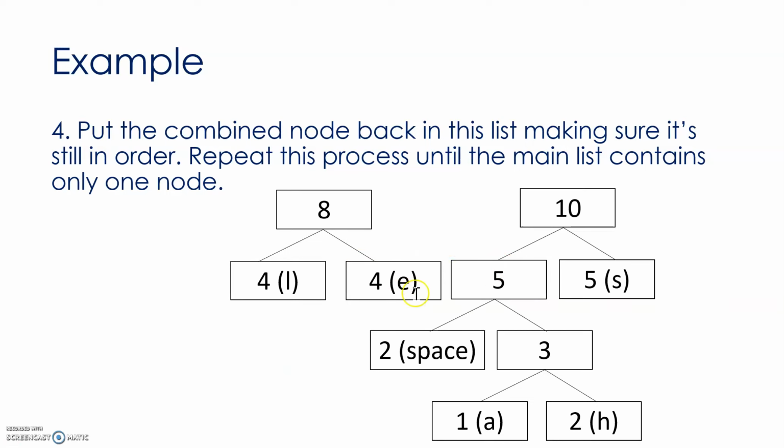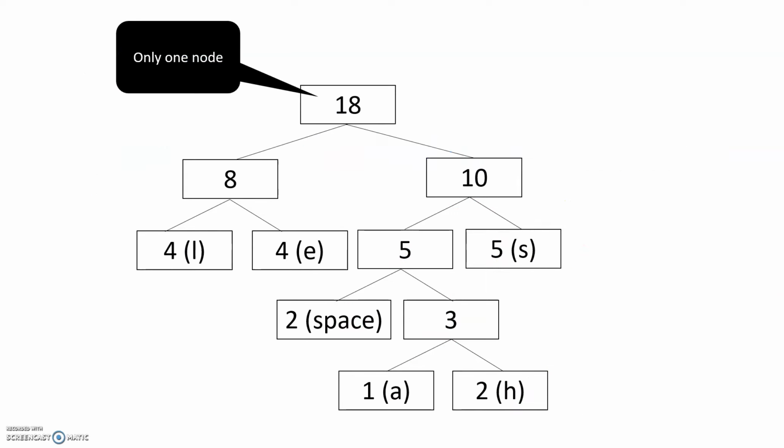Then I combine these values here. So I've now added my space there, and I've combined that in the tree with the S. So I've now got 5. So I've got the space there, the A and the H, and the S, and that leaves 10, and then I combine the 2 final nodes to leave only 1 node, and that is my Huffman tree.